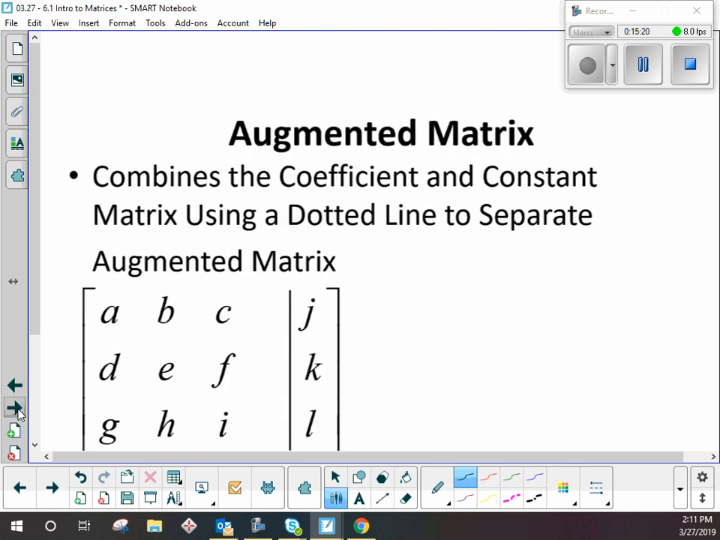hold on, I'll get right back to that. We call it an augmented matrix. Miss F talks, take 2. Okay, no, I can't.